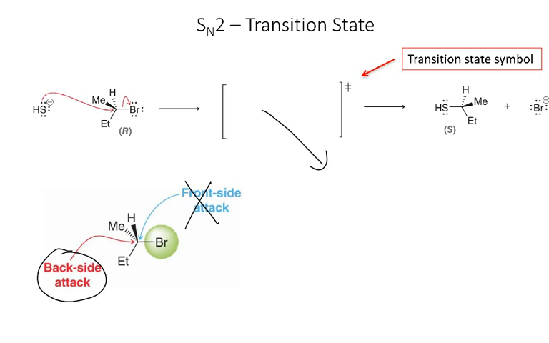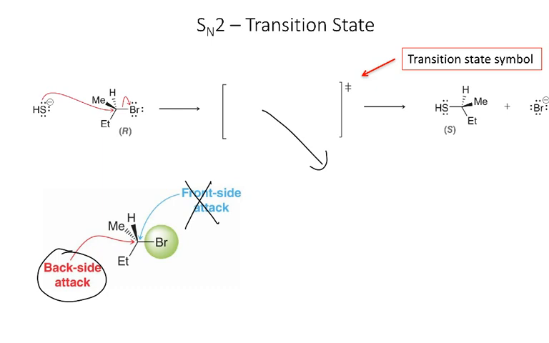And just a note on terminology, a symbol that we often use to represent transition states is what's called a double dagger. And so when we put something in brackets and put a double dagger in the upper right-hand corner, we're saying this is a transition state. And so the way we typically imagine the transition state is that it's halfway between the inversion of configuration.